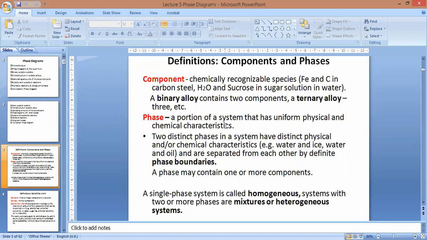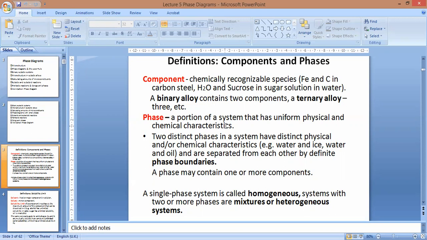For example, in a liquid phase, there's sugar dissolved in the liquid. So it's not just H2O, but there's also sucrose, meaning there'll be 2 components in the liquid phase. So a phase can contain 1 or more components. A single phase system is called homogeneous. Okay, that's a single phase system. It's called a homogeneous system.